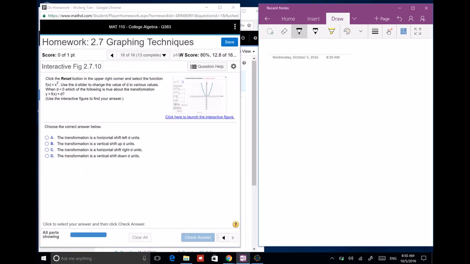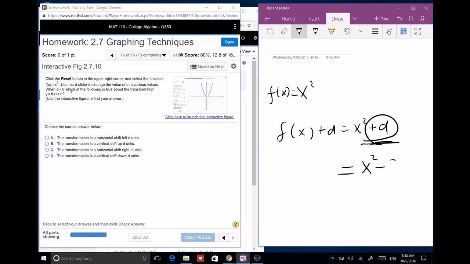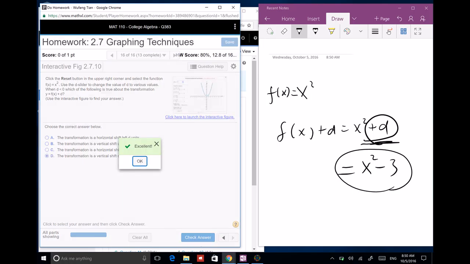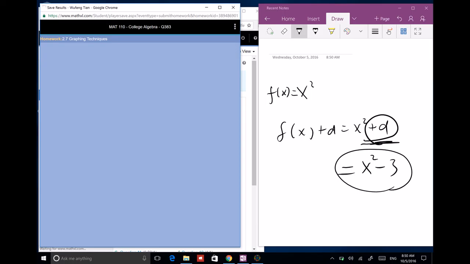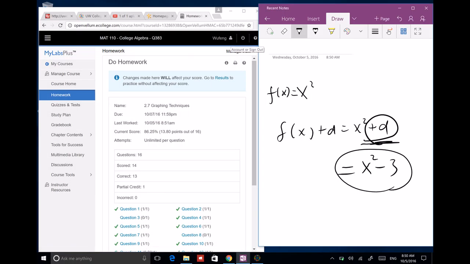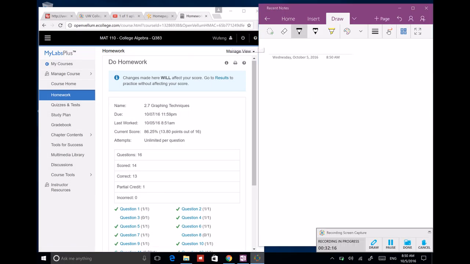And number 16. f(x) equals x squared. Now f(x) squared plus d, which is x squared plus d. You add d. If d is positive, let me see. Well, d is negative now. So d negative is x squared minus some number, for example 3. So if d is negative, you shift it down that many units. Okay, so we're done with that. It's a pretty simple section as well. So now let's stop here.